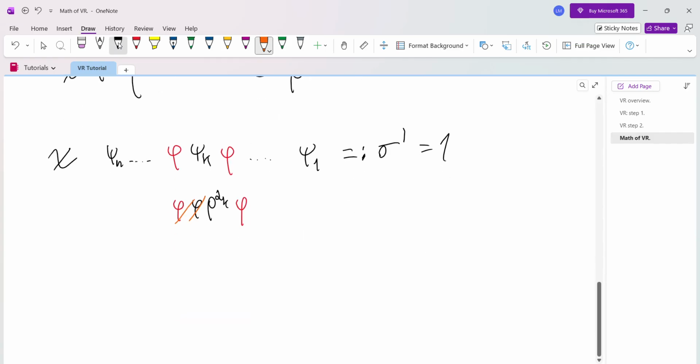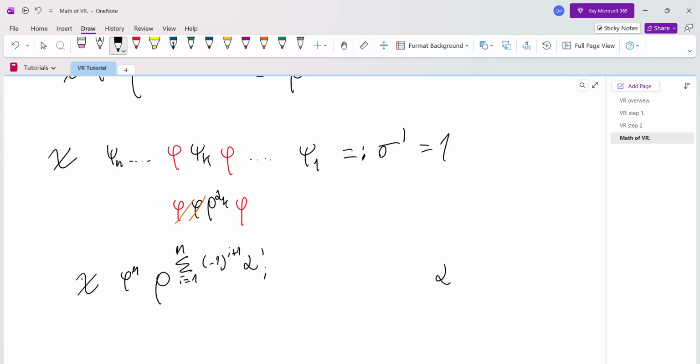So basically this is the same thing as chi, and then phi to the n, and then rho to the sum, I going from 1 to n, of minus 1 to the I plus 1 times alpha prime I, where alpha prime I is defined as alpha I for I not equal to k, and minus alpha I for I equal to k. And we're requiring this to be the trivial permutation.